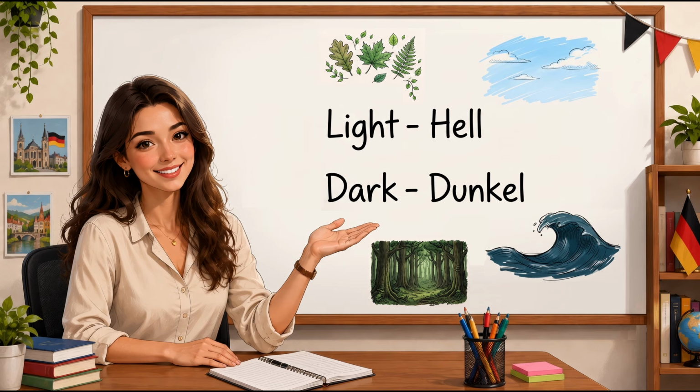A quick tip. You will notice one change here. Hell means light or bright, and Dunkel means dark. You simply need to use the correct adjectives to describe the colors. Let's proceed ahead with other examples.